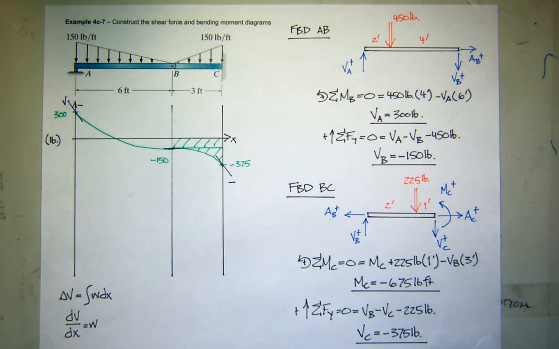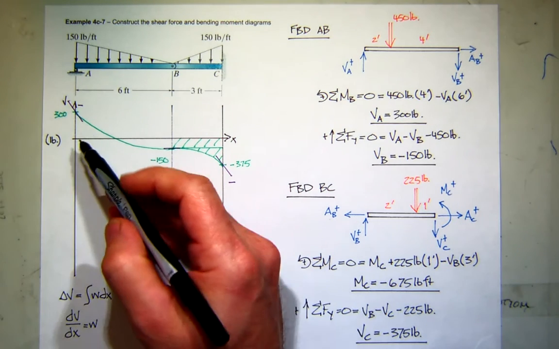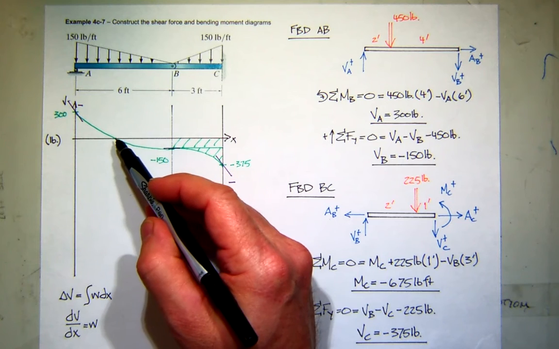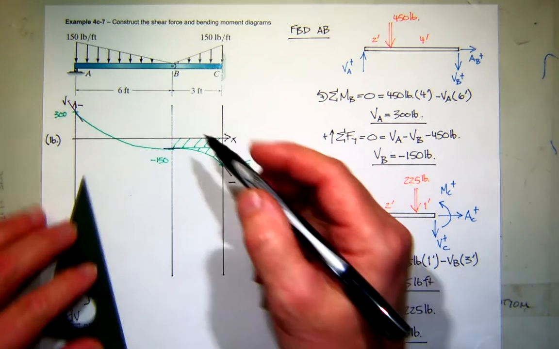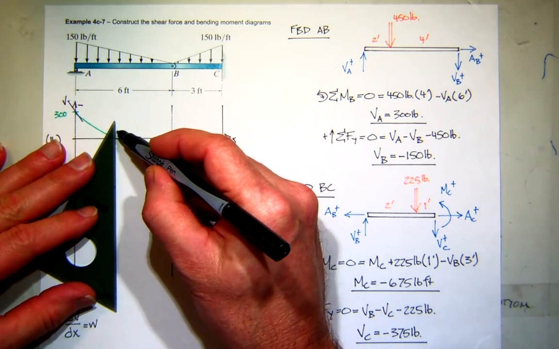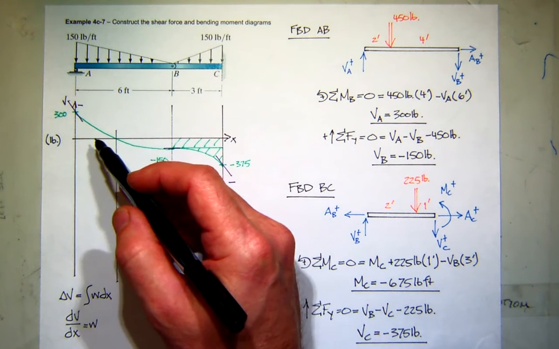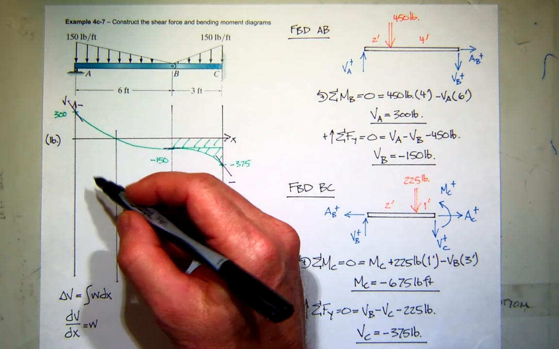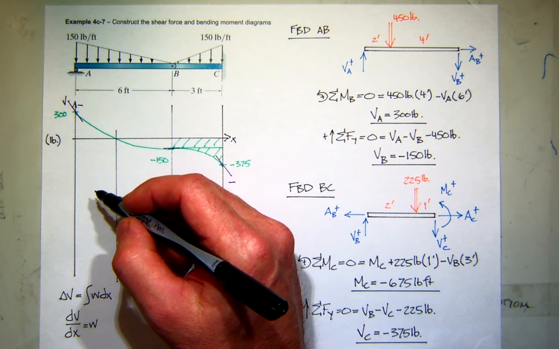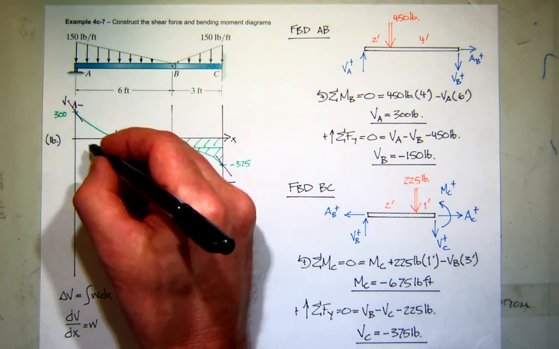Because what's happened? We've gone from positive to negative, and there's this guy right here. So that is a point where we know our moment will probably max or min. The trick is going to be finding that thing. That's really tricky. And I'll show you why.